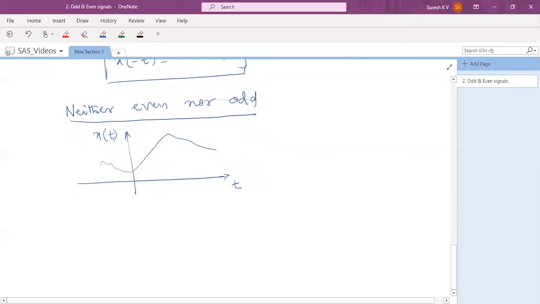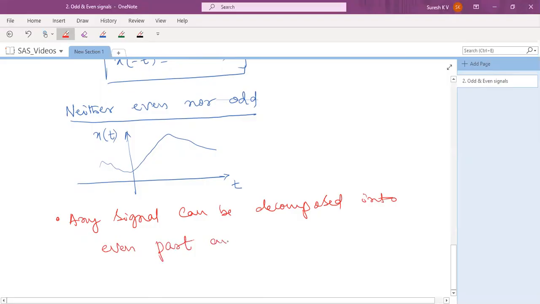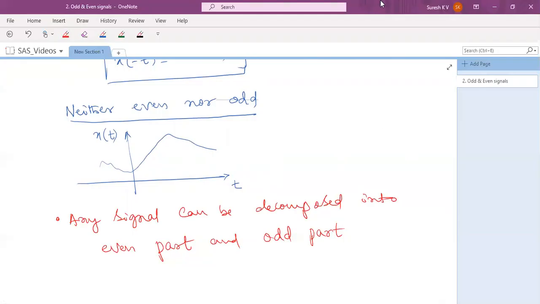However, any given signal can be decomposed into even part and odd part. So it is possible to decompose a given signal into even part and odd part. In the next class, let us discuss how we can actually split a given signal into its even part and odd part.